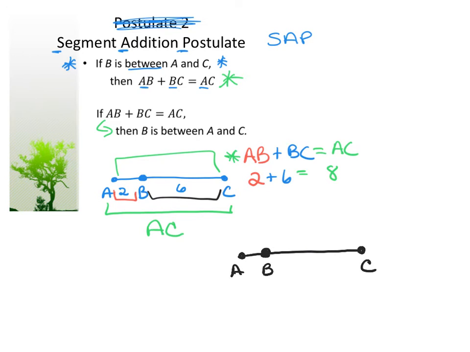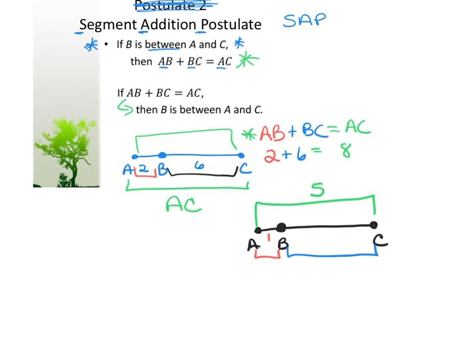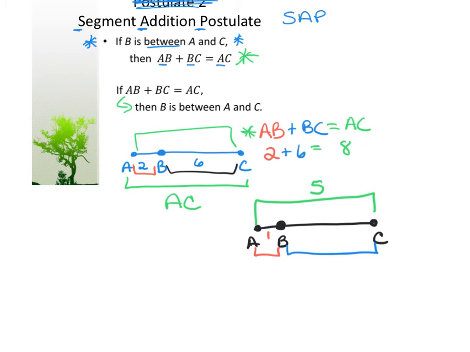And I'm going to tell you that the entire segment equals 5. And this little piece right here is 1. I want you to find the length of BC. So again, if you say this little piece, AB, plus BC's piece, remember it equals the whole thing.